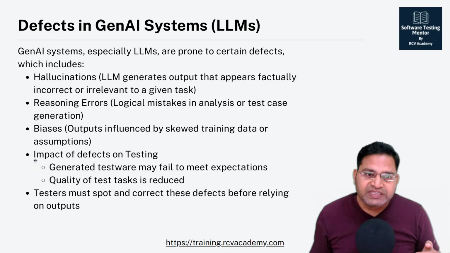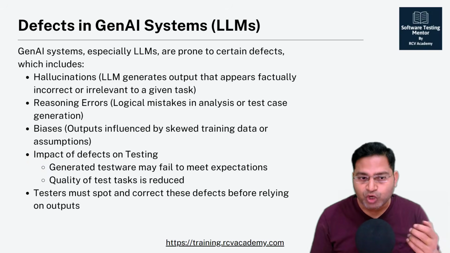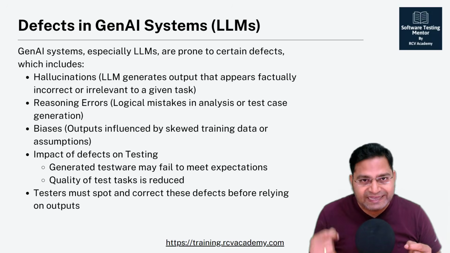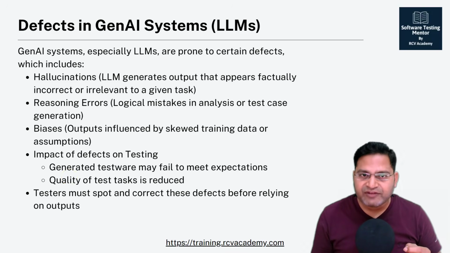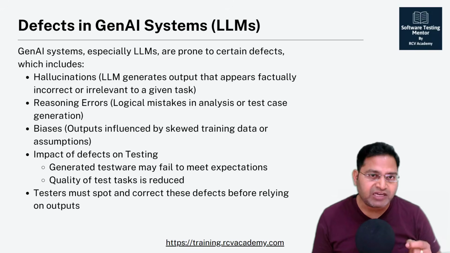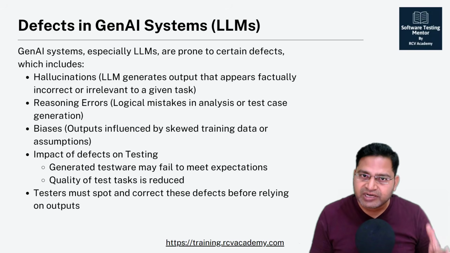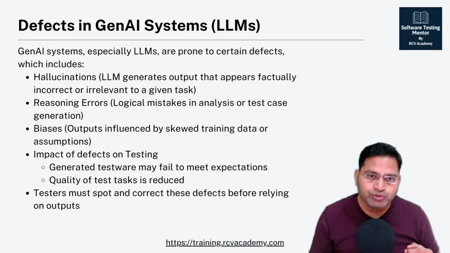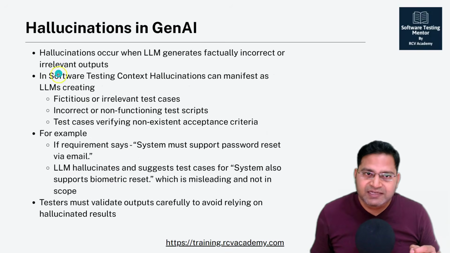Then what is the impact of these errors in testing? Generated testware may fail to meet expectations, and the quality of the test cases is reduced. So as a tester, not only is using the large language model important, it's also important to identify whether the outcome of these large language models, the generative AI outcome, is correct and relevant in your scenario, or whether it is incorrect and not relevant. Spotting any issues and errors in the large language model is also your responsibility as a tester within the team. Let's go into the detail of hallucinations.